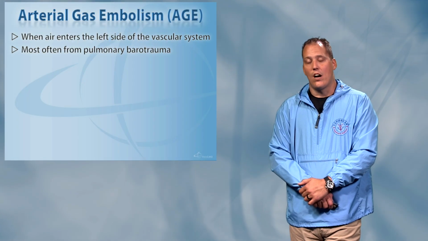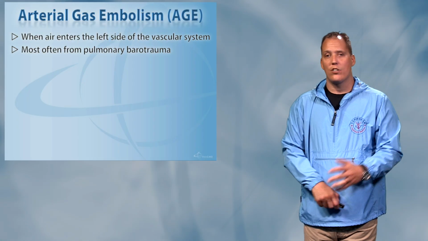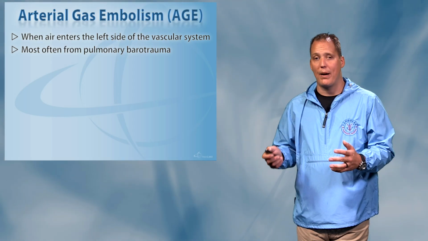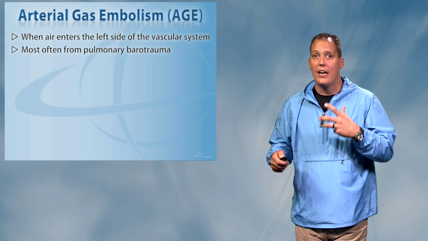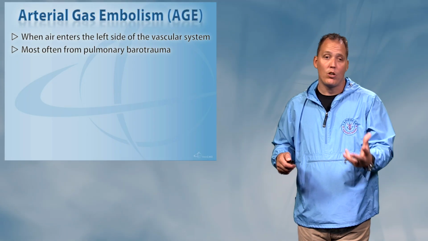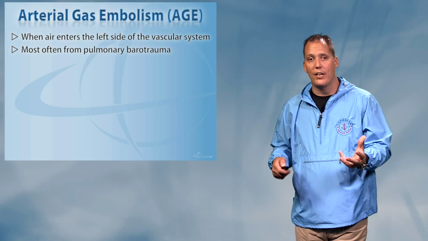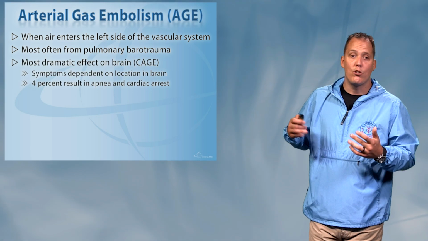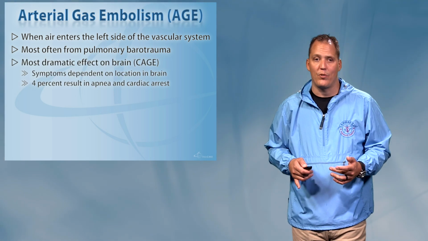So again, an arterial gas embolism is when air enters the left side of the vasculature, right? And it's most often caused by pulmonary barotrauma, right? So these patients are going to be extremely critically ill. They need a multi-place chamber. They're most commonly going to be caused by barotrauma, and they're going to need a chest tube as well, right? Now, the most dramatic effects on the brain is your cerebral arterial gas embolism, right?